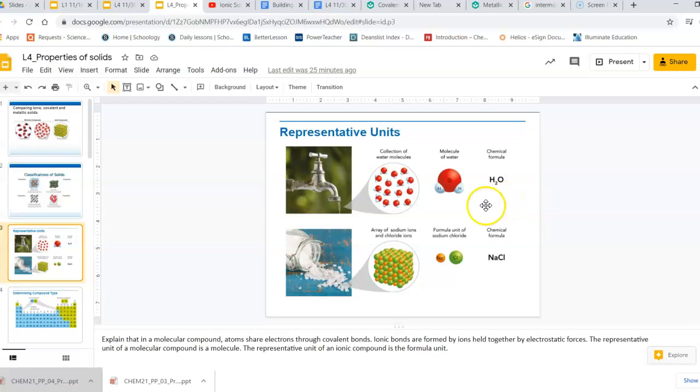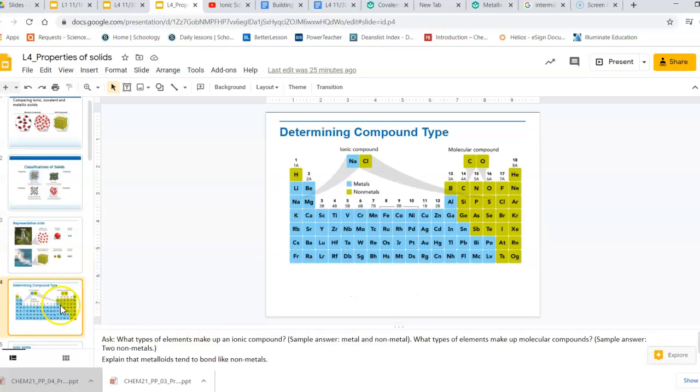The same thing can be said about table salt, right? So this is the structure of table salt. This is the representing unit. So it is sodium chloride, NaCl, and here's the chemical formula. This is a quick refresher.